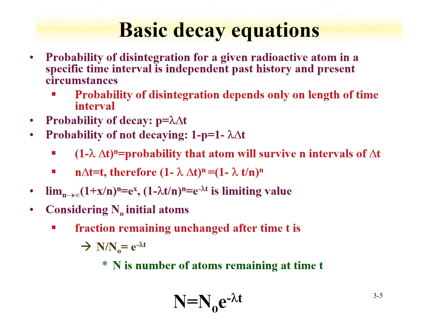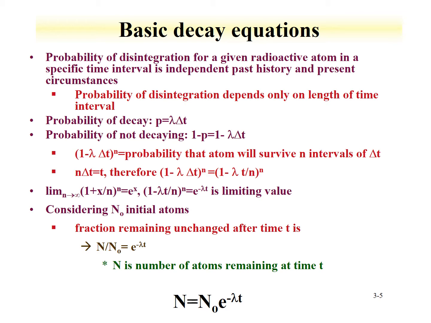The next few slides are going to discuss how some of the fundamental equations used in exploring radioactive decay are developed. The probability of disintegration for any radioactive atom in a given time interval is independent of its past and present circumstances. We describe this by saying that its decay is fundamentally condition independent. So the probability of disintegration really only depends upon the length of the time interval you're talking about. If the time interval is a half-life, the probability of a disintegration is 50%.